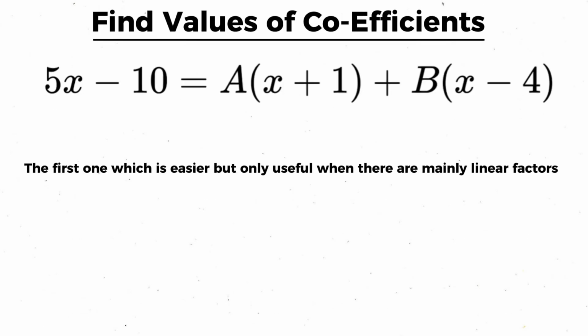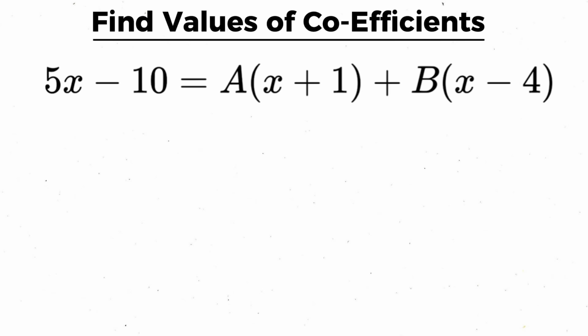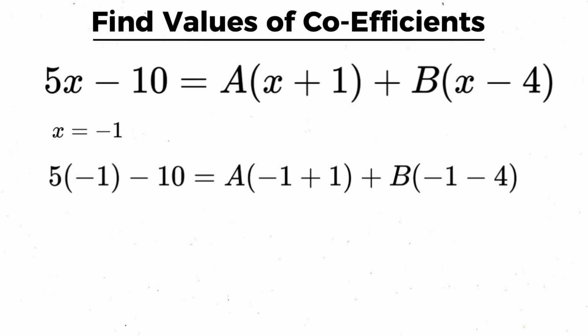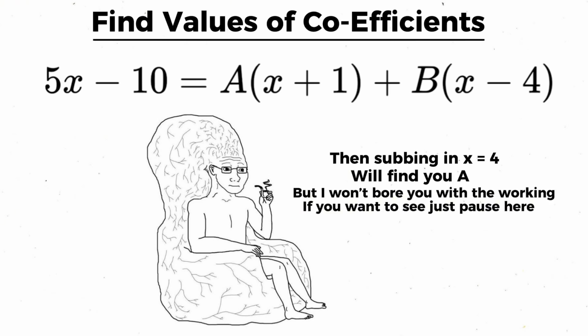The first one, which is easier, but only useful when there are mainly linear factors, is to sub in some values of x to eliminate one of the factors. So subbing in x equals -1 would eliminate a. Then subbing in x equals 4 will find you a, but I won't bore you with the working. If you want to see, just pause here.